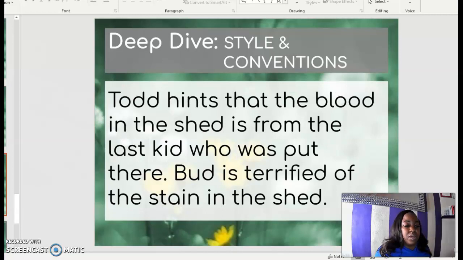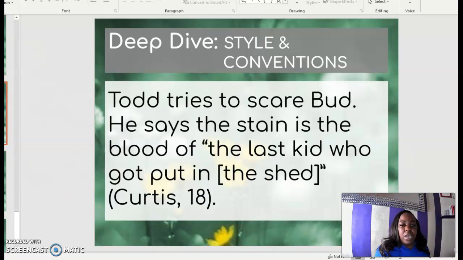Ty hints that the blood in the shed is from the last kid who was put there. Bud is terrified of the stain in the shed. So let's dig deeper into that to see why he was terrified of the blood in the shed. Ty tries to scare Bud and says that the stain is the blood of the last kid who got put in the shed. So, Ty is trying to terrify him, where he stays in that shed all day or all night because of the altercation that they had.